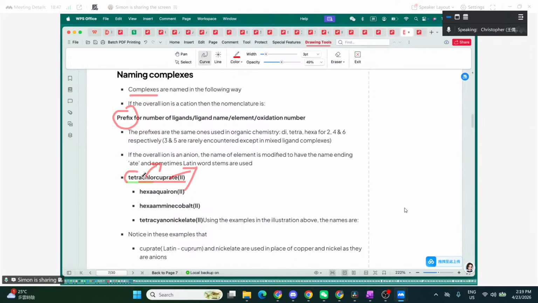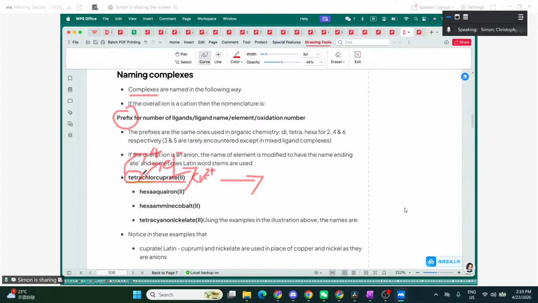Let me explain. The tetra represents the four. There are four chloro, like the chlorate ions. And another is the cuprate. The cuprate is like this one. It's a copper ion, right? Understand? So combine with this one.